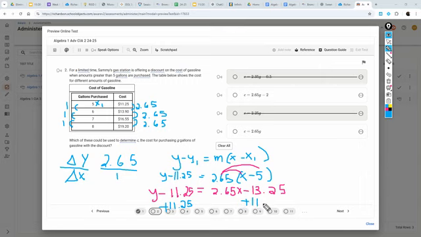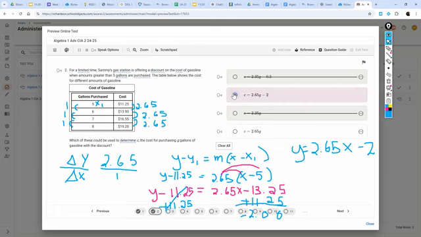And I know off the back that I do have a y-intercept. My equation is going to be, this cancels out, y equals 2.65x minus, because this is going to be a 0, this is going to be a 0, this is going to be -2. So it's going to be -2. So my answer is going to be B.